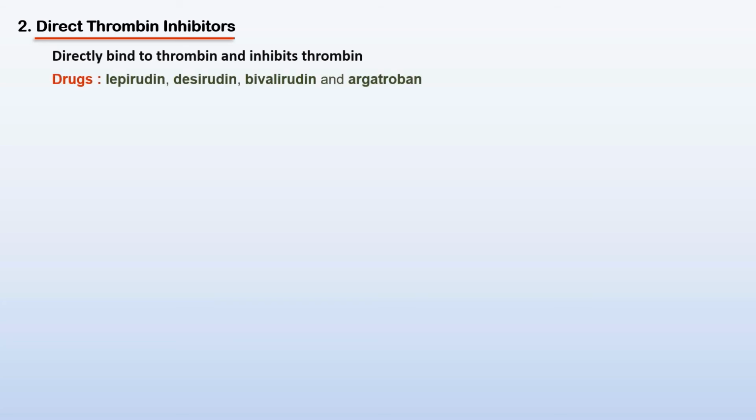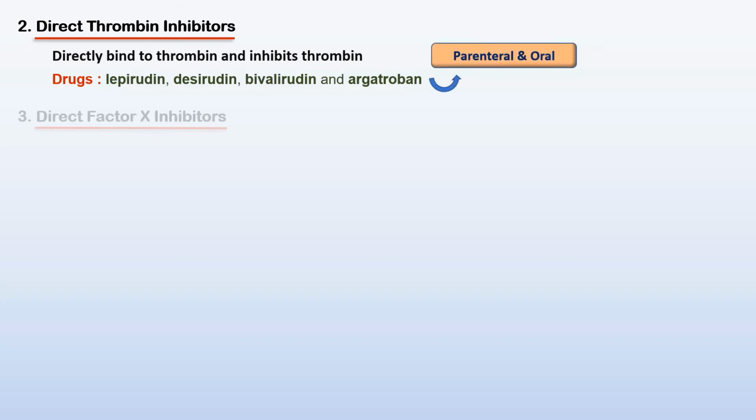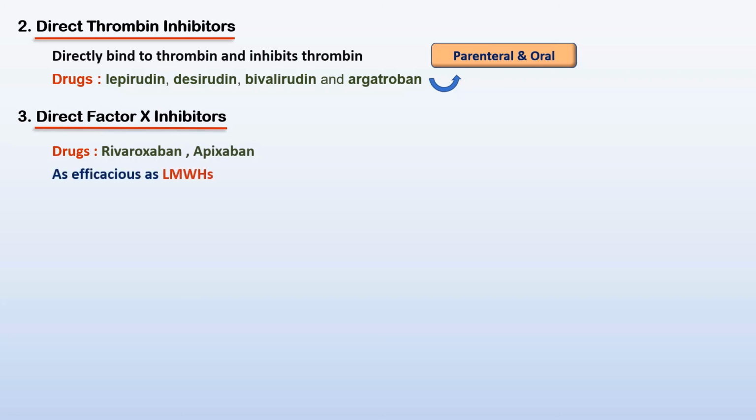Coming to the direct thrombin inhibitors, as the name suggests, they directly bind to thrombin and inhibit it. The drugs are lepirudin, bivalirudin, and argatroban. These drugs are given by both parenteral and oral route. Now coming to direct factor 10 inhibitors. These drugs are rivaroxaban and apixaban. These drugs are as efficacious as the low molecular weight heparins, and the side effects include bleeding, tachycardia, and a decrease in blood pressure. And finally we have warfarin.